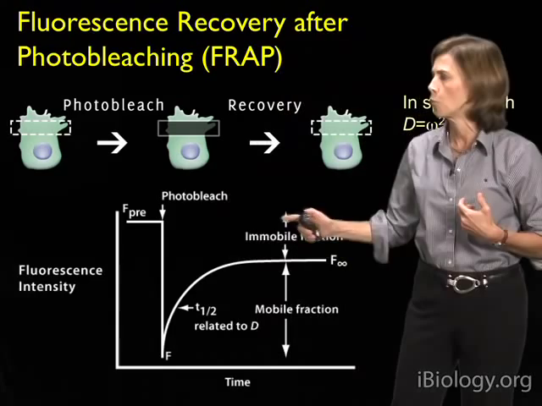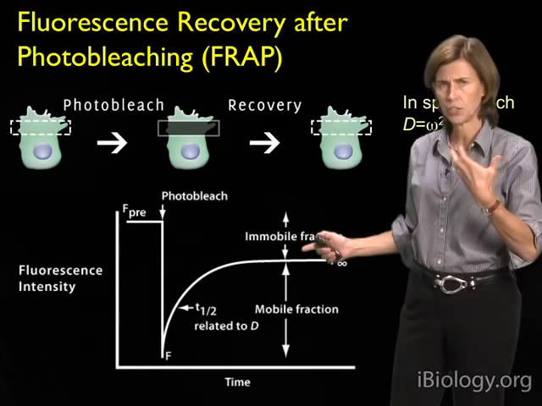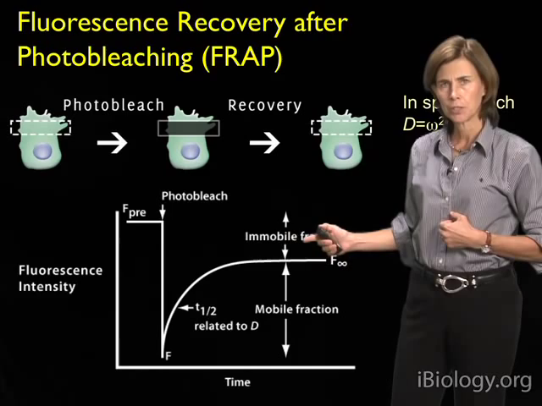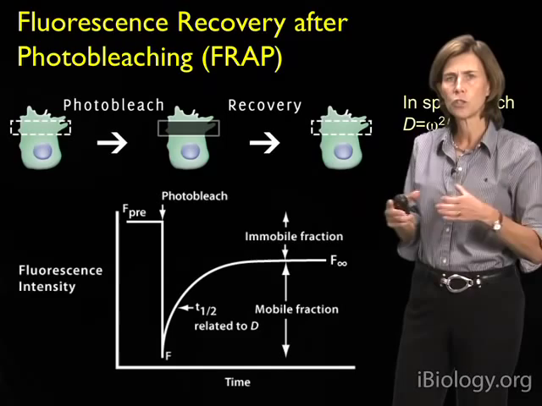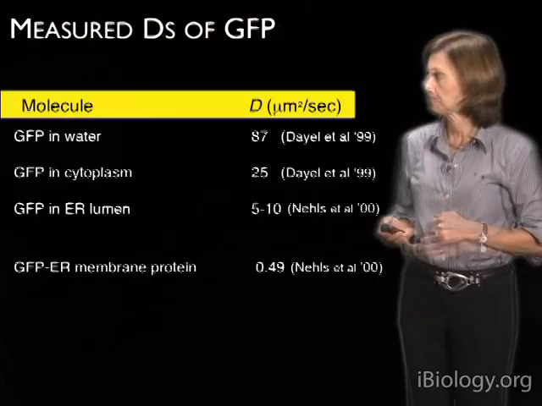Now, oftentimes, as I showed in the last example with a nuclear envelope protein, a pool of these molecules does not completely recover, and that pool we call the immobile fraction. That's the percentage of the molecules that are not recovering over the time course of the experiment and represent molecules that, for some reason or other, cannot diffuse within the cellular environment.